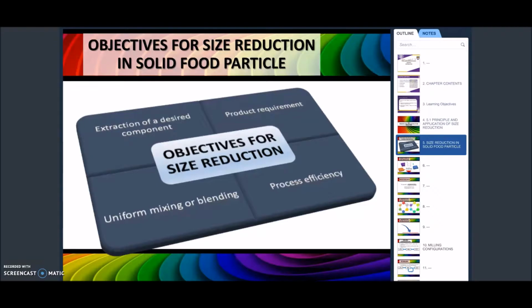And number 3 is uniform mixing or blending, for example, for the uniform of cake mixer and also cake premixed. And finally, for process efficiency, where the smaller particle will reduce the drying, processing and extraction time.